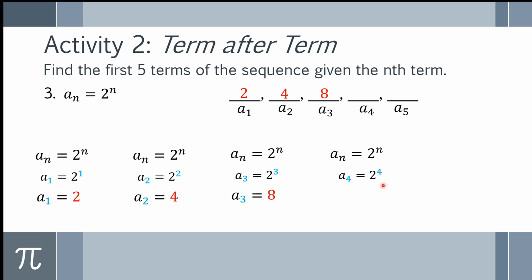Next, the fourth term, change the value of n by 4. So we have 2 raised to 4. So we need to multiply 2 by itself 4 times. So the answer is 16. So our fourth term is 16. And the last is change the value of n by 5. So we have 2 raised to the power of 5, which will give us 32. And the fifth term is 32. So we have 2, 4, 8, 16, and 32.